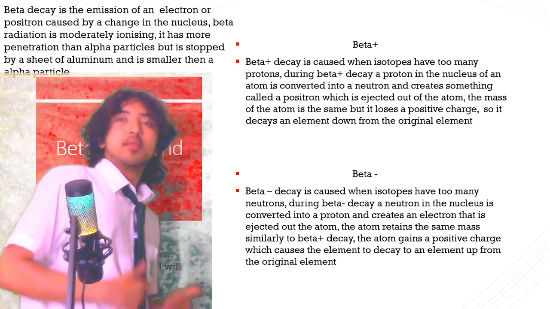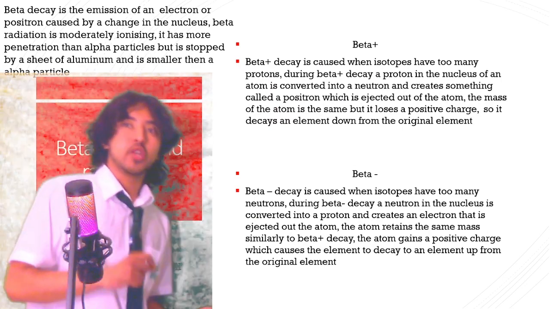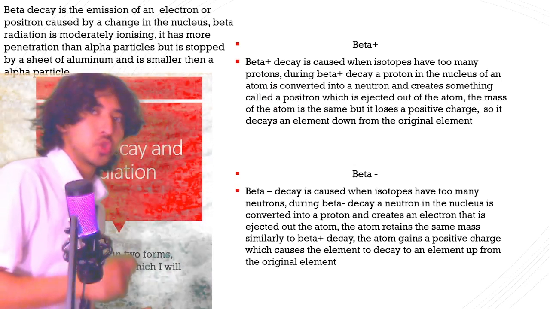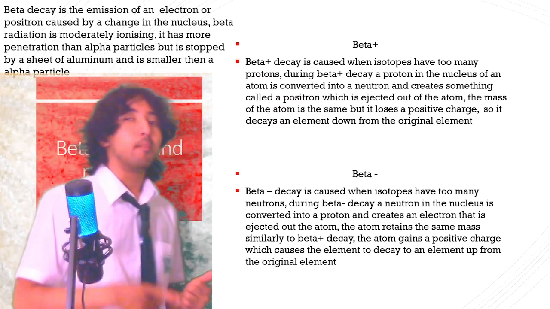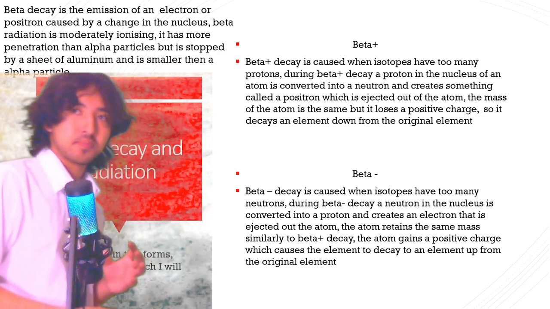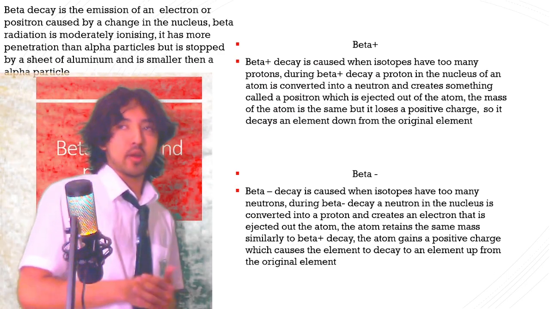Beta decay and radiation. Beta decay is the emission of an electron or a positron caused by a change in the nucleus. Beta radiation is moderately ionizing, it has more penetration than an alpha particle, but is stopped by a sheet of aluminium, and is also smaller than an alpha particle.